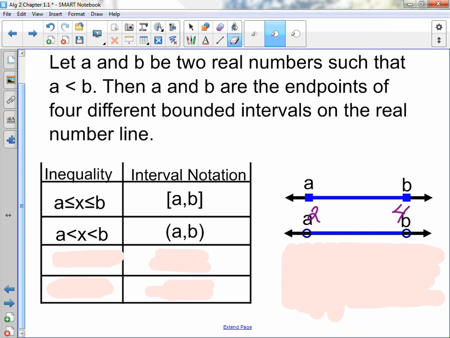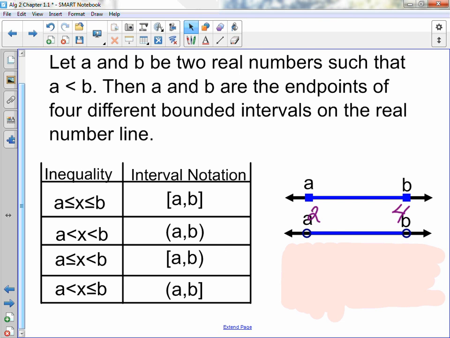Hopefully. Okay. Now, we also have two other cases, and I'll show you both of these here. Our other two cases consider that one side or the other is included. So the first one, we say A is less than or equal to X is less than B. As we said in our example, we said A was 2. So 2 would be included, but 4 would not. And the one below it, we're saying B is included, but A is not.